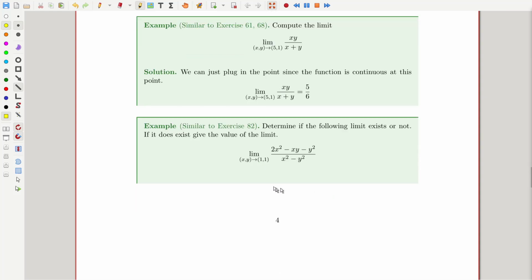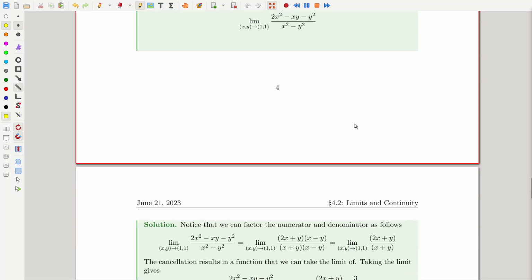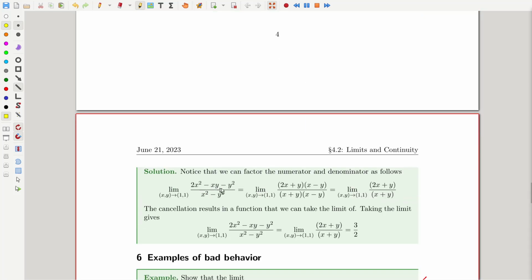The next one here, when you plug in, you'll notice that you get 0 over 0. But this actually has an algebraic simplification, which is similar to your exercise. With this one, if you factor the top and bottom, you can see that you get this cancellation. And this cancellation gets rid of the singularity, the 0 over 0 that is occurring. So the resulting rational function you can just plug into, and you get a sensible value out of it.